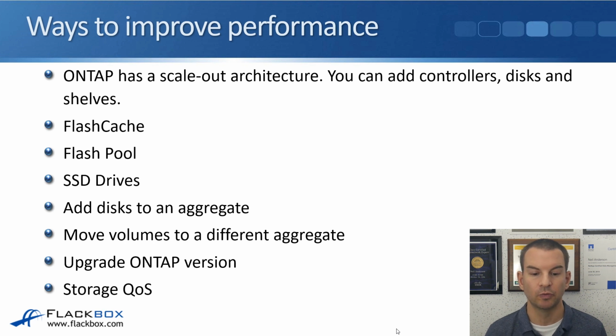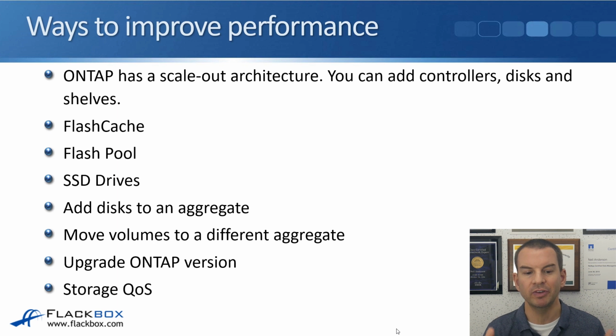Other things that you can do for a particular workload: if you find that you've got an aggregate which has multiple volumes on there and there's not enough performance available for all those different volumes, you can move the volumes off to a different aggregate or a different node. You can also upgrade the ONTAP version. Every time that a new version of the ONTAP operating system comes out, NetApp have made further optimizations to improve the performance. So you will normally see a performance boost when you upgrade ONTAP. And the last thing that we can do is we can configure storage QoS.